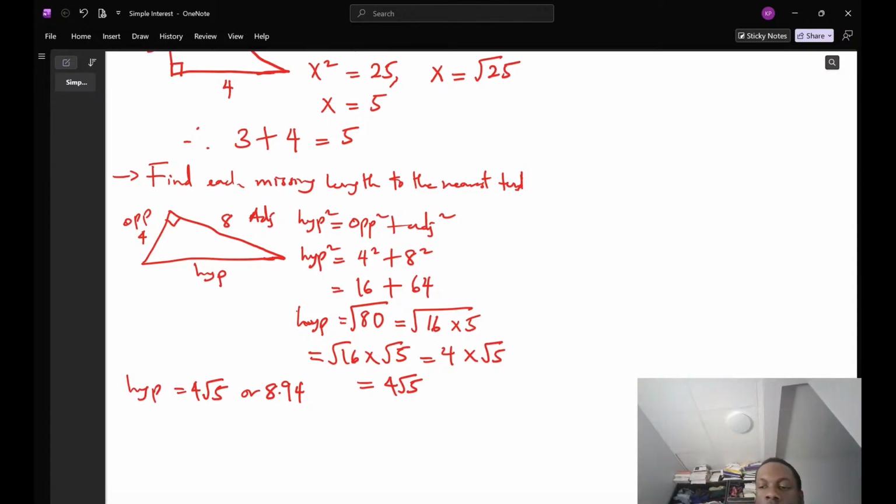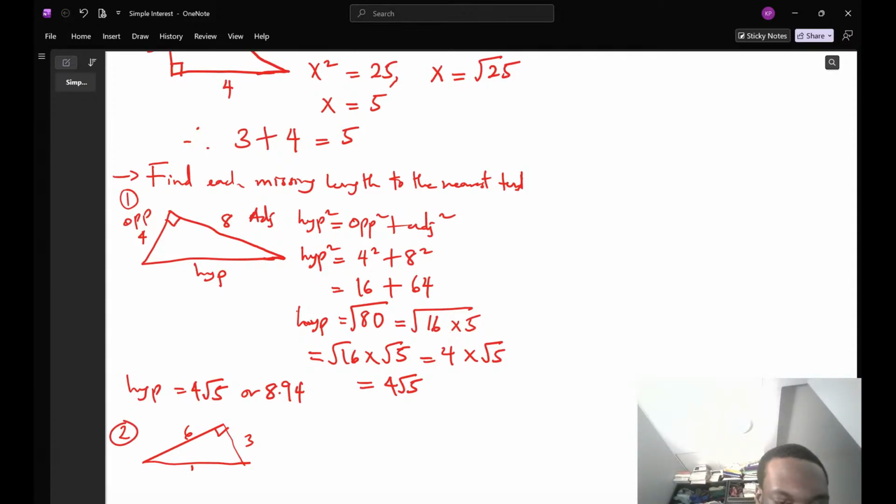Now I'm going to do another example. The triangle will be like this. This is a right angle triangle. This is 6, this is 3. So this is number 2, this is number 1, 6 and 3. This is the hypotenuse, this is opposite, this is adjacent.